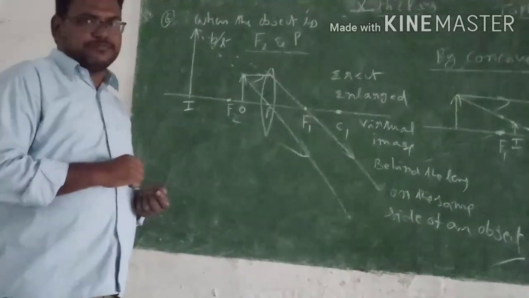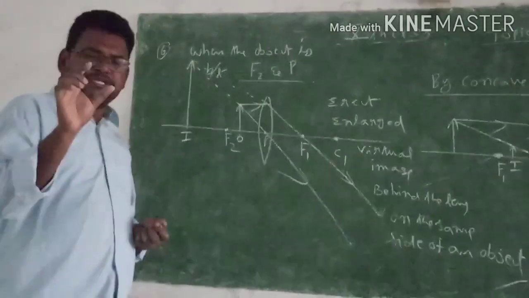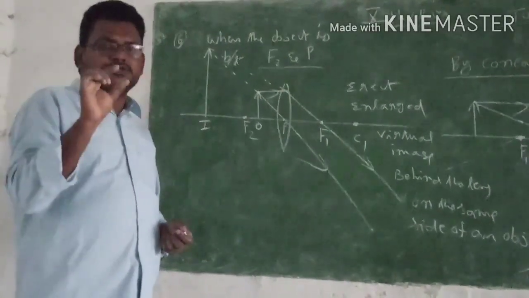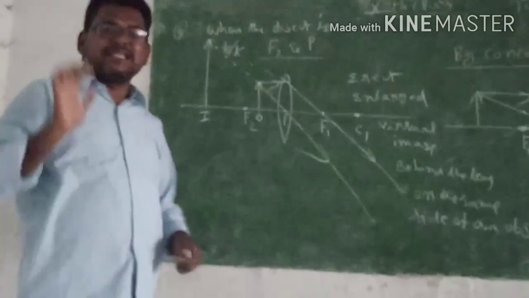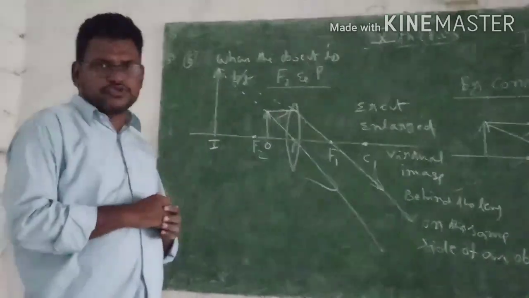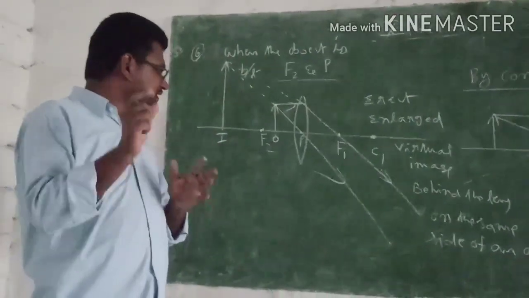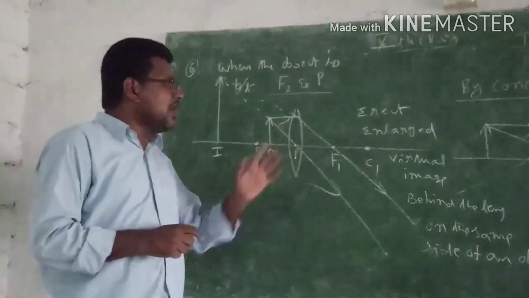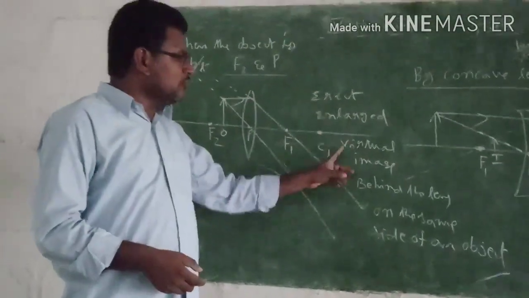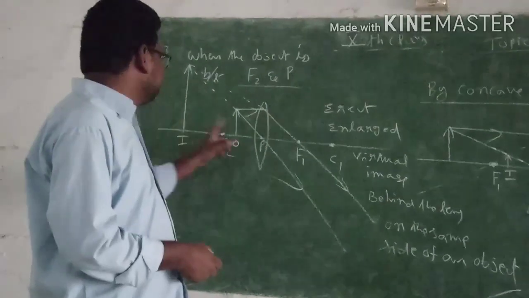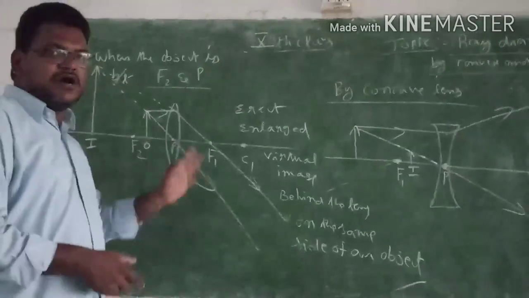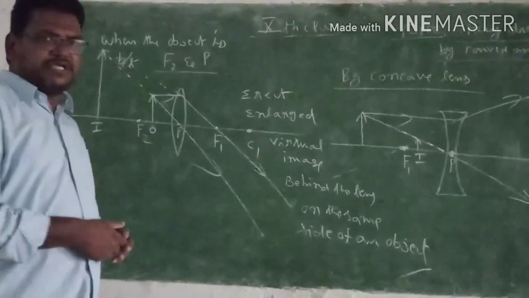Simple microscope means it is used to see the smaller objects in the enlarged form. That means a convex lens is used as a simple microscope when the object lies between focus and optic center. The characteristics are erect, enlarged, virtual image, and the position of the image is behind the lens, or else on the same side of the object. So this case is very, very important.